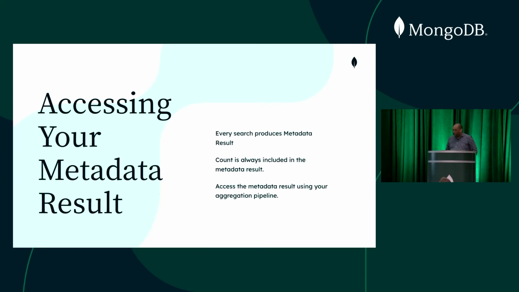So up until now, we've been talking about a metadata result where your facet and count results are reported. But how do you access this result, and how does it fit in with your search results? With Atlas Search, facets, and counts, every search now produces metadata alongside the search results. A count will always be included, and facet information will be included if you specified facets in your query. In order to see this metadata result, we need to modify our aggregation pipeline to make it visible.